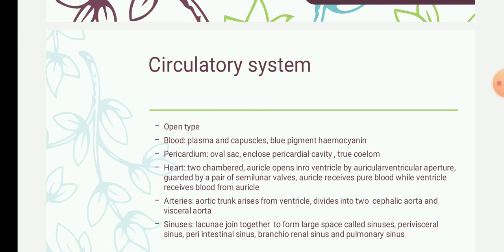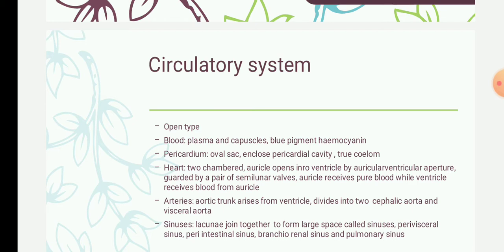Hence the blood is pumped by the heart and carried into the body cavities, wherein the tissues are surrounded by the blood. Thus the blood flow is known as a sluggish type. And this type of open circulatory system is basically seen in mollusks and arthropods. Okay, so we'll move forward.